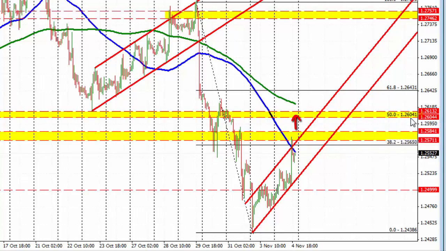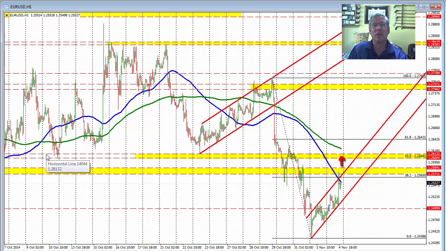I don't want to see the price move above the 04 to 13 level this week, okay? Just keep that level in mind. As long as we stay below that level, I think the bears remain in control.